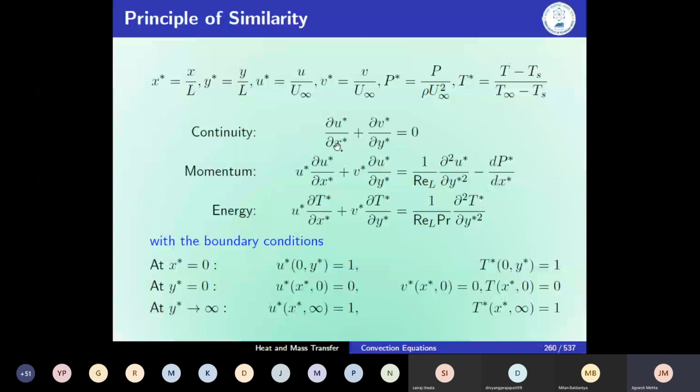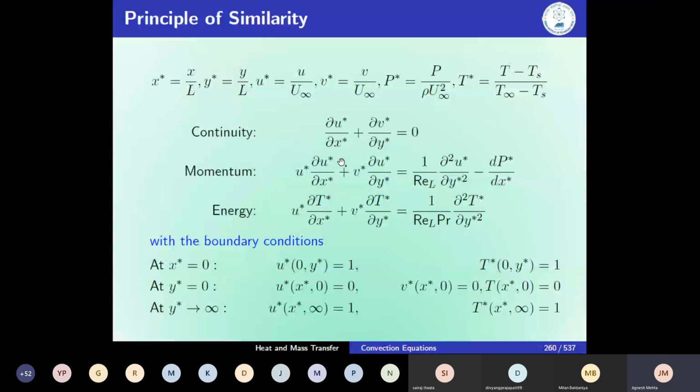So it will become x upon L. So x upon L is x star, right? So du by dx, this dx becomes x star. Similarly, this becomes y star. Now you are dividing all the terms by u infinity. So this becomes u star and this becomes v star. So the continuity equation hardly changes its form, except that you have made each parameter non-dimensional. There is no additional thing appearing in this equation when you do this exercise of non-dimensionalizing the equations.